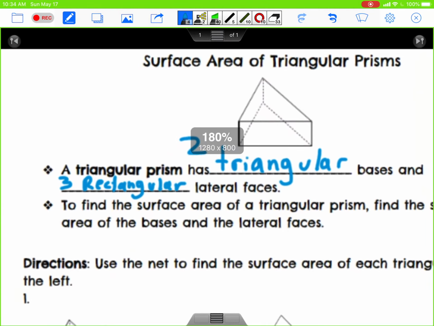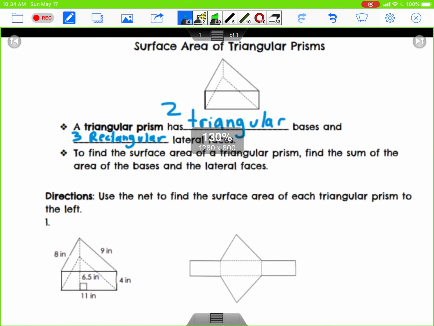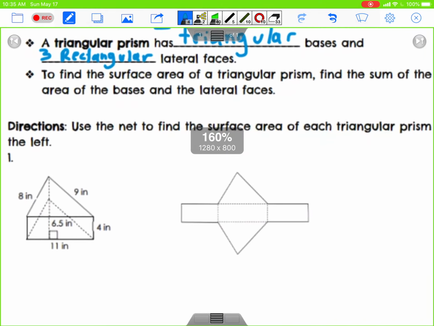To find surface area of a triangular prism, you have to find the area of the bases and lateral faces. That's what we did last lesson with the rectangular prism. We just found the area of each rectangle, added it all together. So that's basically what we're going to do today. We're going to find the area of the two triangles, the area of the three rectangles, add them all together. There are two different ways to do it. First way, just like the other lesson, is with our nets.